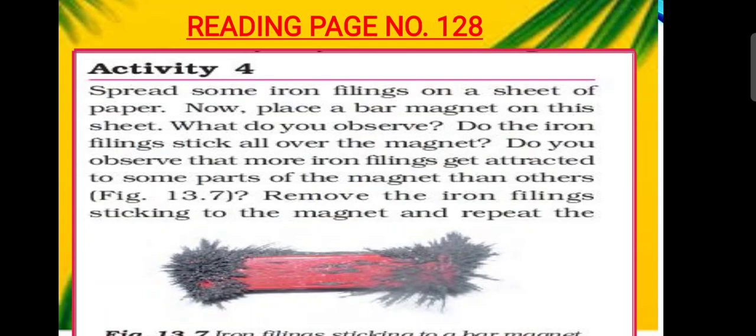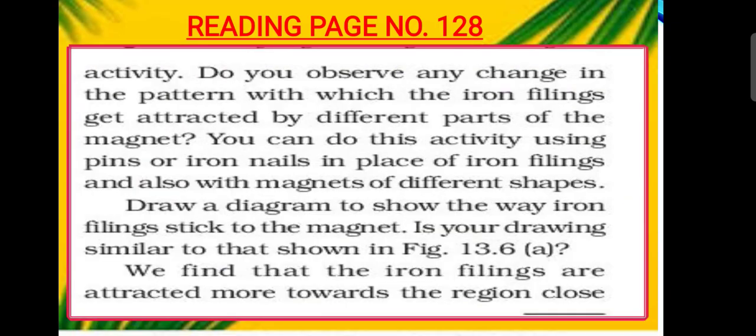Now children, here is another activity where you spread some iron filings on a sheet of paper and place a bar magnet on this sheet. What will you observe? Do the iron filings stick all over the magnet? Or do you observe that more iron filings get attracted to some part of the magnet than the others? Yes, if you remove the iron filings sticking to the magnet, you will find that some iron filings are sticking at the corners, and those corners are called the poles of the magnet.